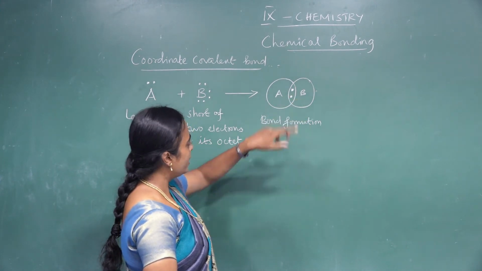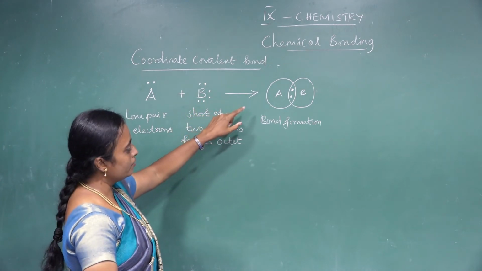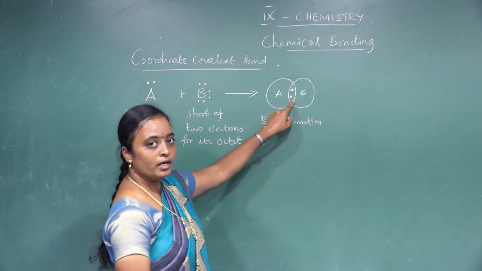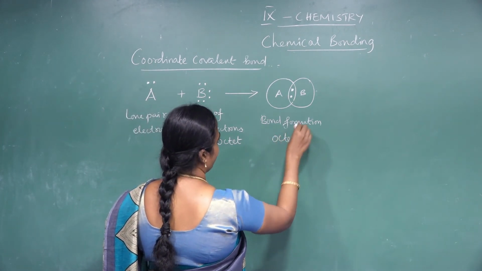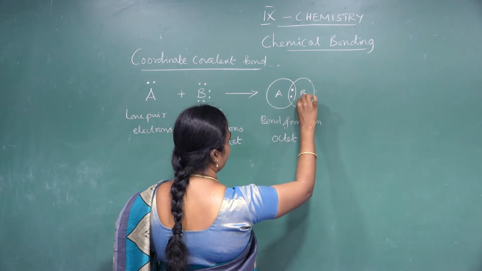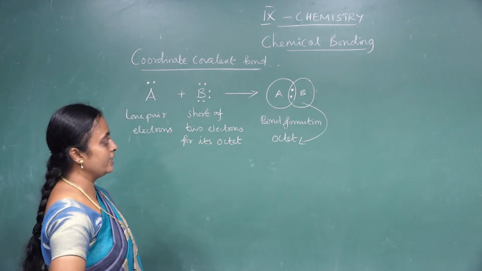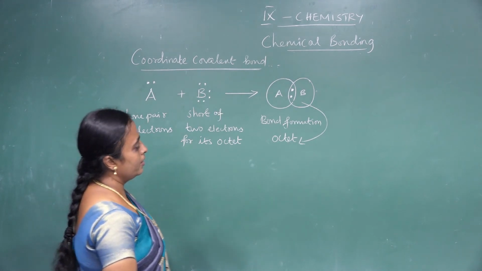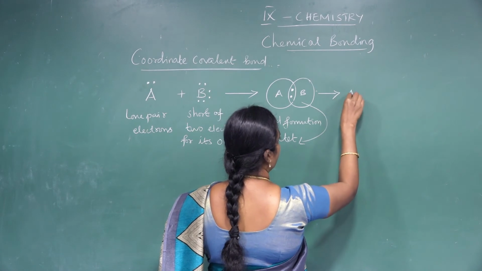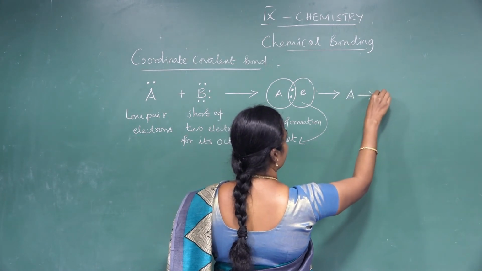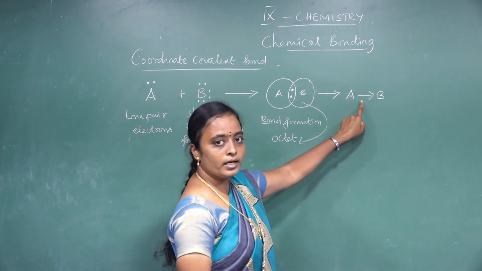Okay, and already there are 6 electrons in the B atom. By gaining these 2, an octet arrangement exists. So the B atom gets an octet arrangement, getting 8 electrons. Simply, we can show this by using a bond. I can write A gives to B. This is called a coordinate covalent bond.